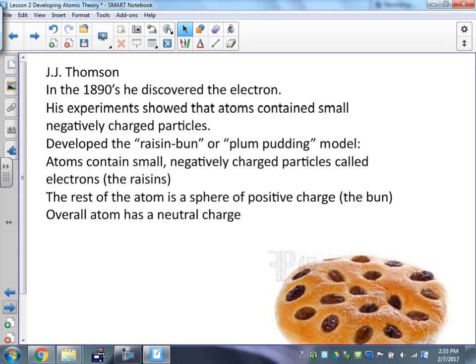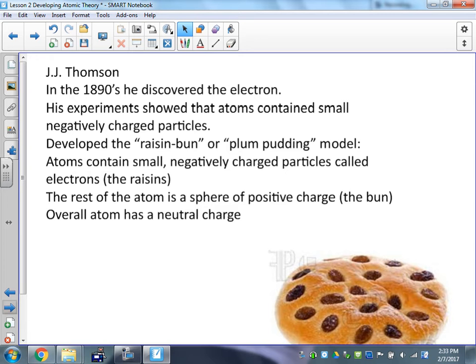J.J. Thomson was in the 1890s, and he discovered the electron. His experiments showed that atoms contain small negatively charged particles, and he developed the raisin bun or plum pudding model.